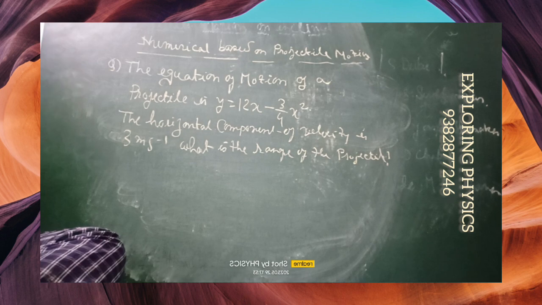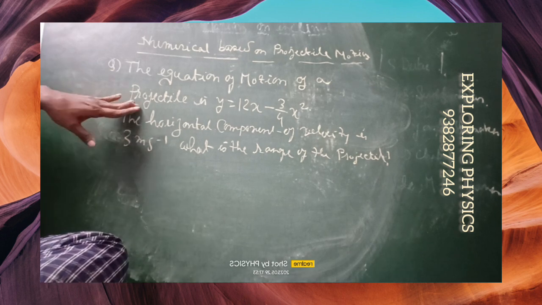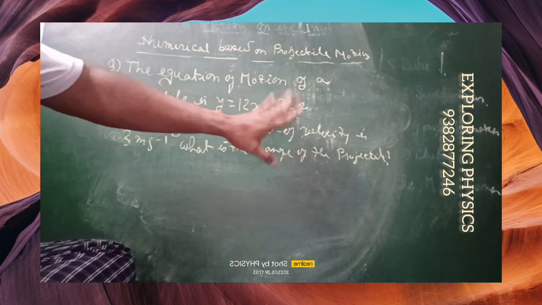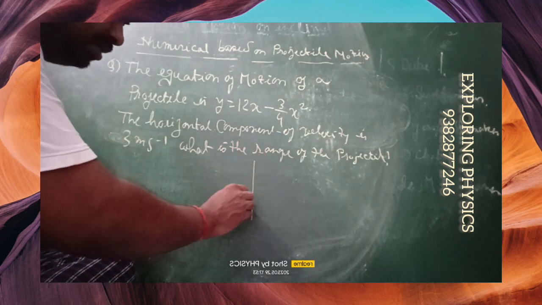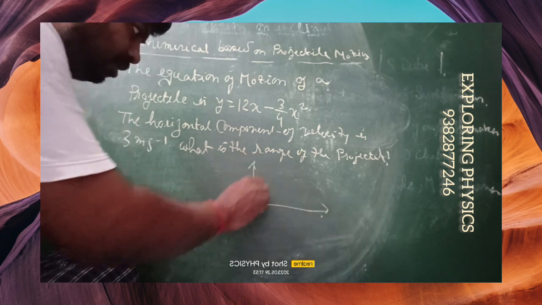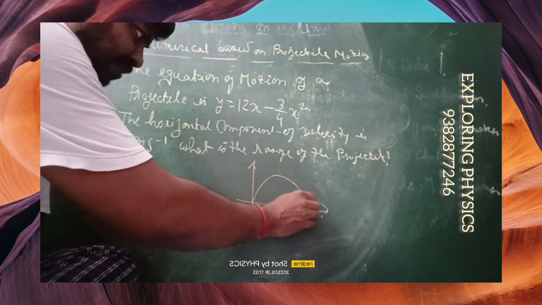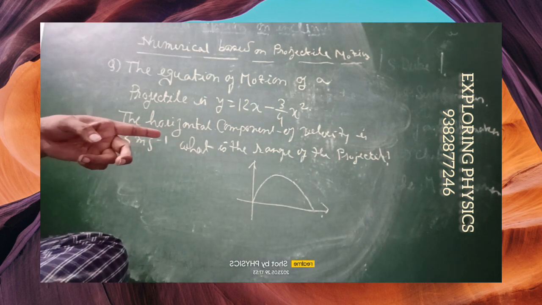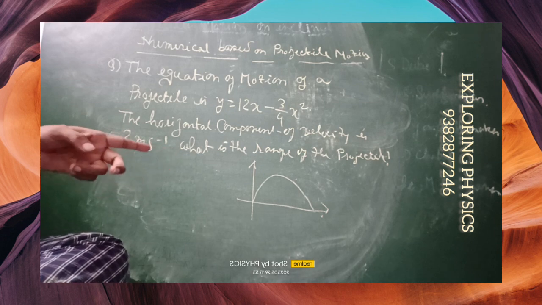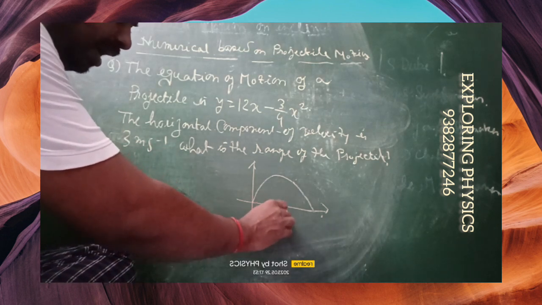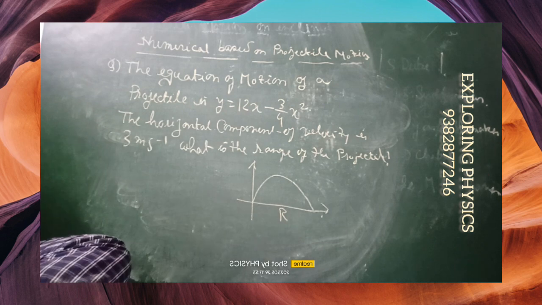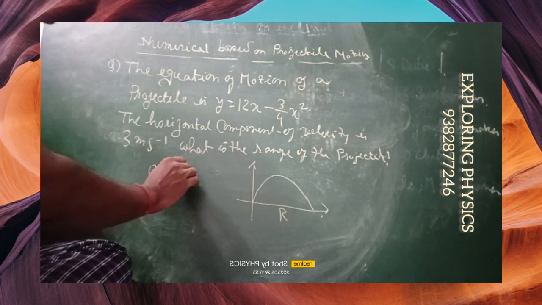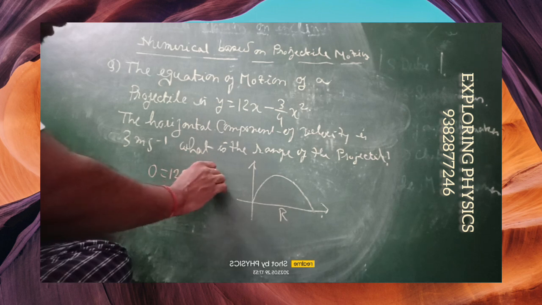Now, it's a tricky question. We know that the equation of motion of the projectile is y equals to 12x minus 3 by 4 x square. Now for the range, the object starting from here comes to the earth again. That is, for the range R, we have y equals to 0. So 0 equals to 12R minus 3 by 4 R square.